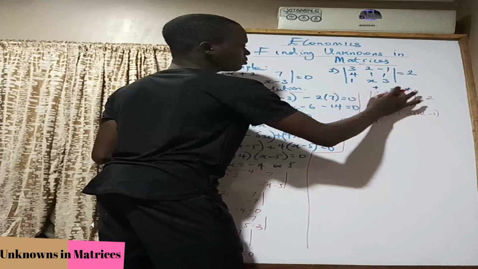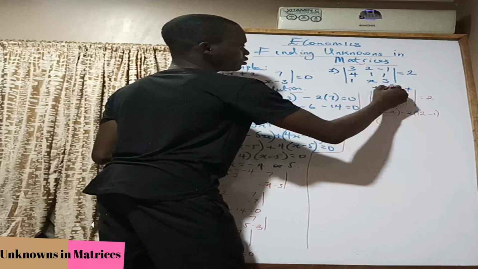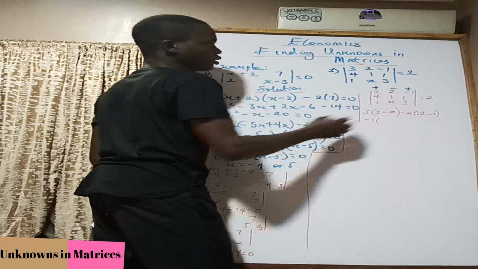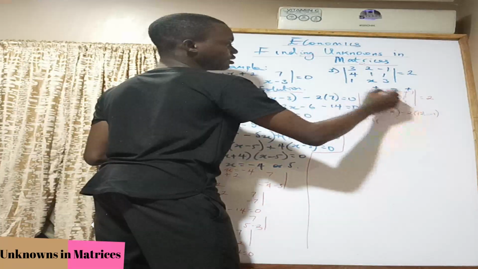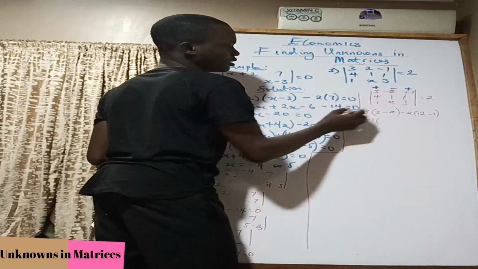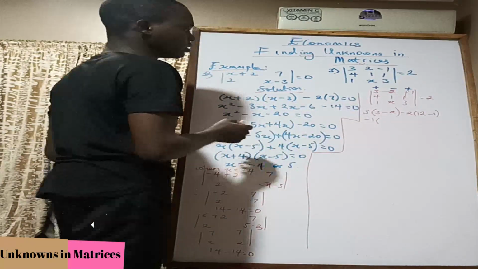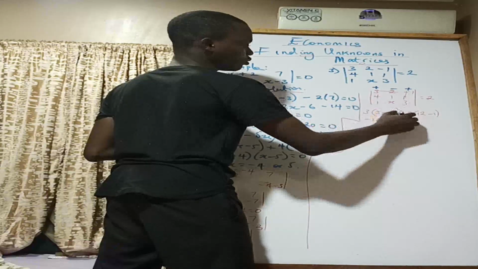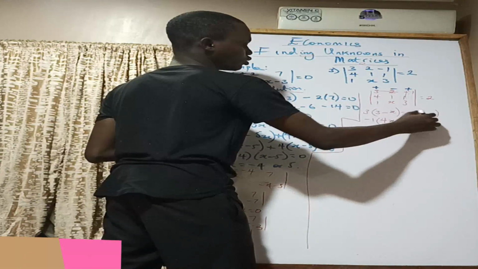3, 2, minus 1. This is 1, this is x. So for minus 1, I do the same thing: cross this out, cross this out. So I have 4 times x, which is 4x, then minus 1 times 1, which is 1. So everything equals 2.